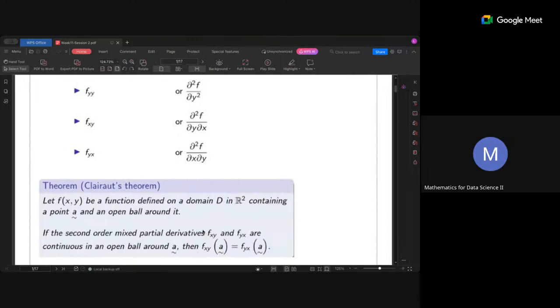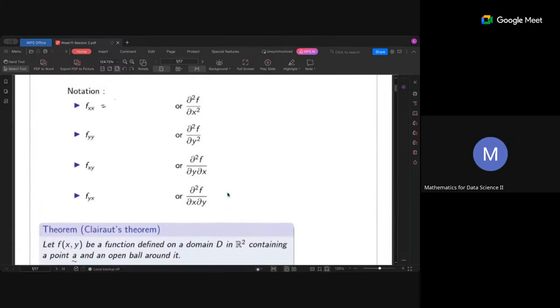Usually you might have noticed in several functions you can interchangeably use fxy and fyx. You in general assume that they are equal, but you have to be careful mainly in the case of piecewise functions. In those scenarios you may have a situation where fxy and fyx need not be continuous in an open ball around A. In that scenario the mixed partial derivatives may not be equal at that point. So in general, the continuity of fxy and fyx at a point guarantees the equality of the mixed partial derivatives at that point. This is for functions of two variables.